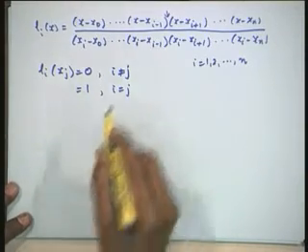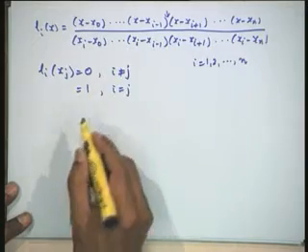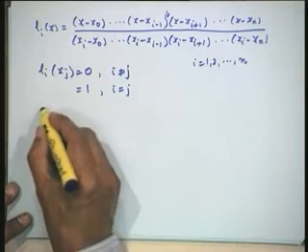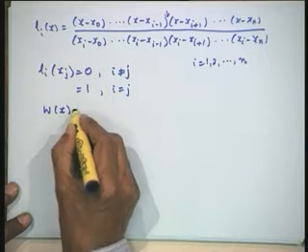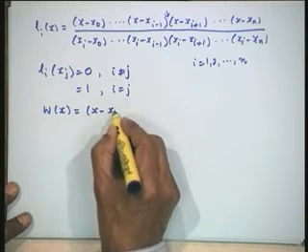Now, we can put this in a simple notation by just using a notation. So, let us set the W x as the product of all the factors given in the problem.